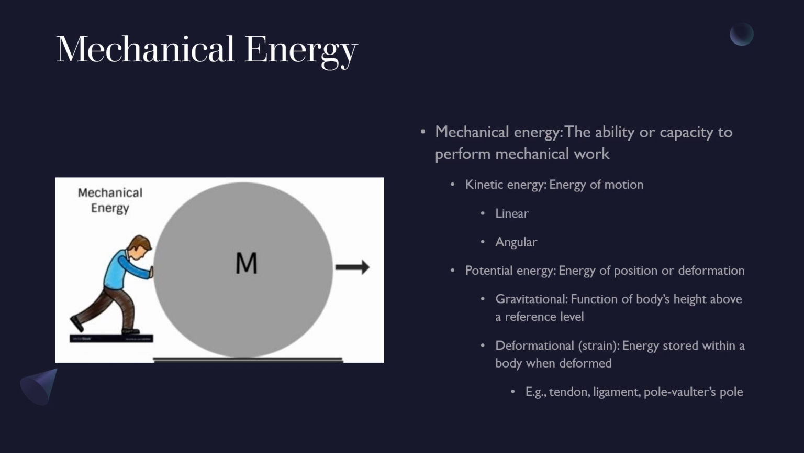There's also energy of position or deformation that causes a strain, and this is energy that's stored within a body when it's deformed, such as a tendon or ligament or a pole vaulter's vault.